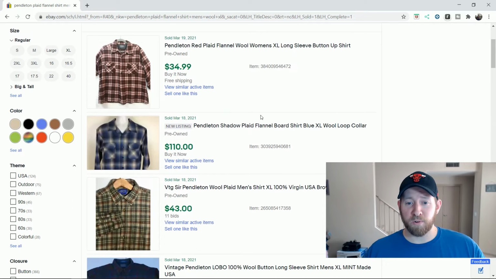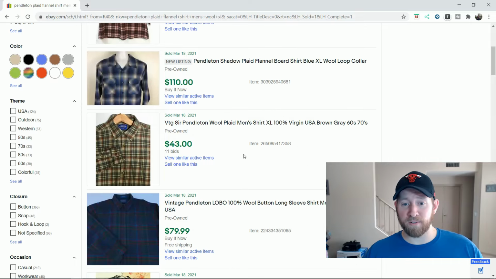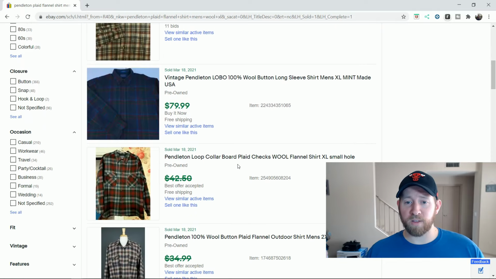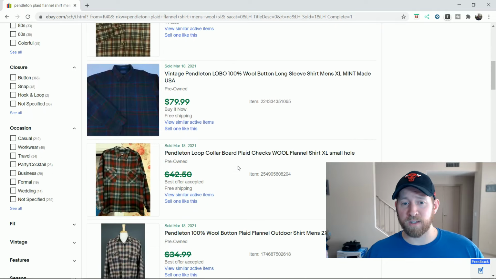Now if I scroll through this, I'm going to look at what the comps are, remembering what items have sold. Some of them have different keywords in here, right? So this one's a board shirt, and board shirts definitely sell a lot better when it comes to Pendleton. So you just need to look at the different keywords, understand which ones you have and are able to use for the item in hand.